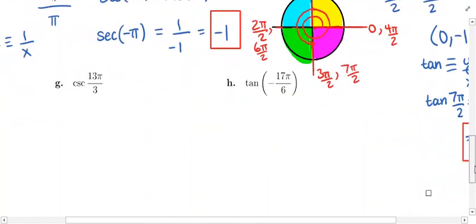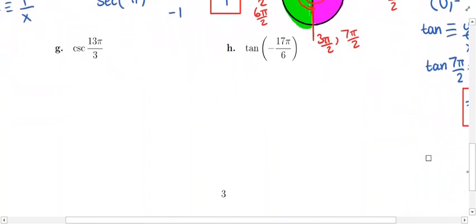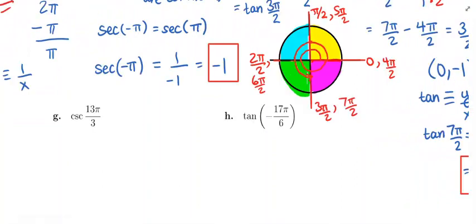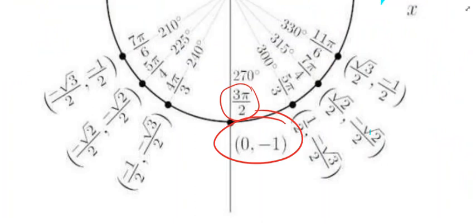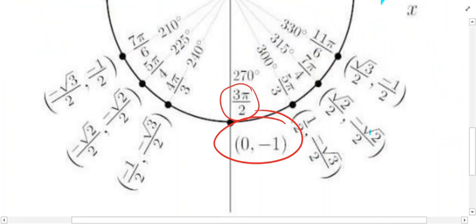All right, in part G, we need to compute the cosecant of 13 pi over 3. Once again, you take a look at the unit circle and you do not see 13 pi over 3.